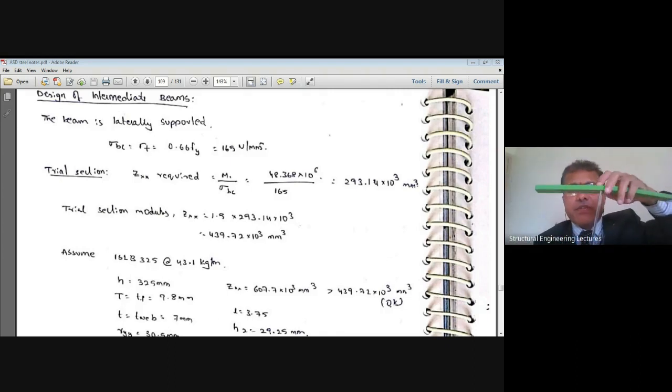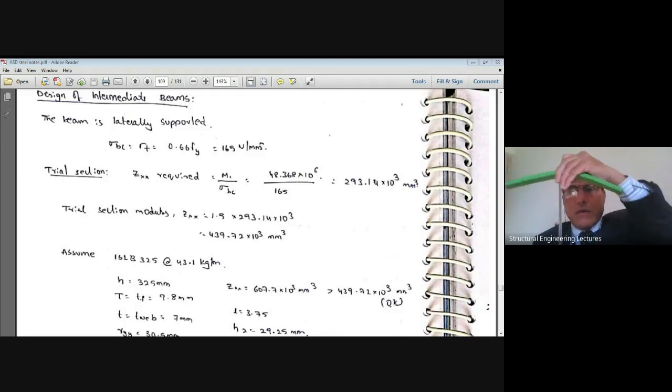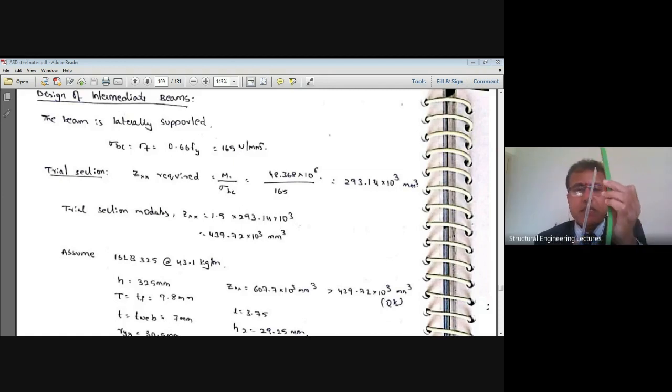Hence, the I section girder compression flange is connected by means of the stiffeners along two rows of the rivets. Hence, this cannot buckle. Web buckling will not happen. Compression flange is not undergoing any buckling. Hence, this is laterally supported.